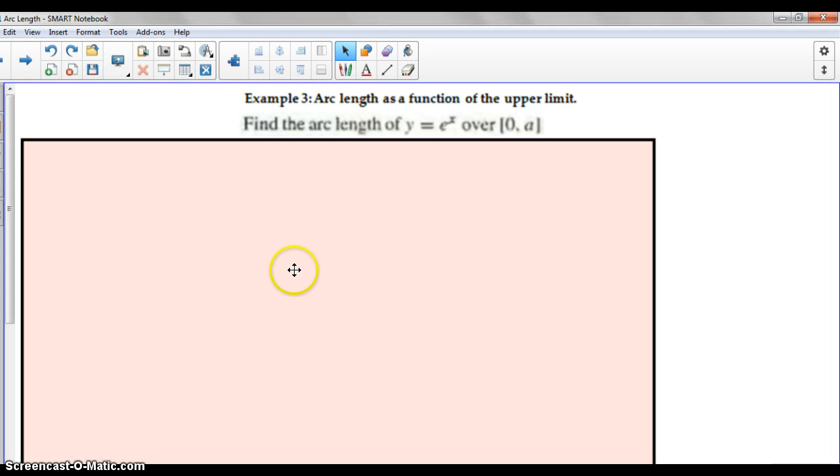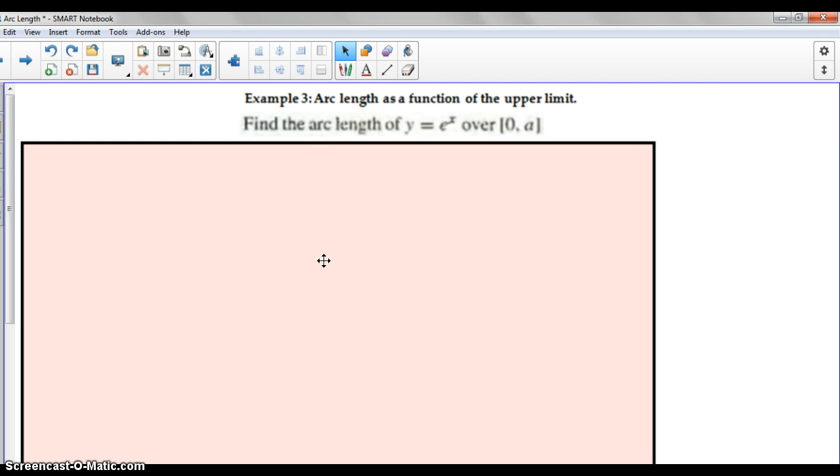We're going to try a problem now where there's no upper limit. For problems like that, we execute them just like before, except now our upper bound is going to be a instead of a number. In this problem, we'll take a look at e to the x over the interval 0 to a. Just as in the previous examples, we'll first start by finding the derivative, which will be e to the x itself, square it, and add 1.